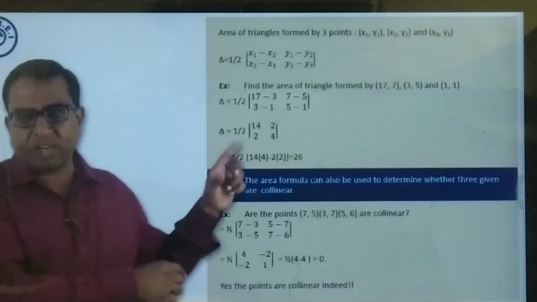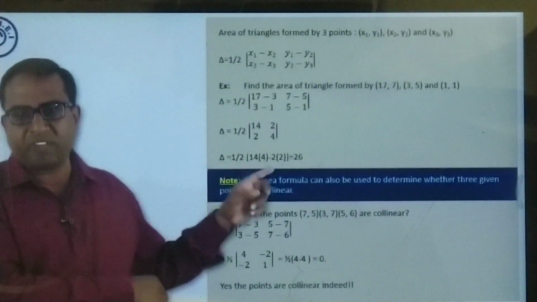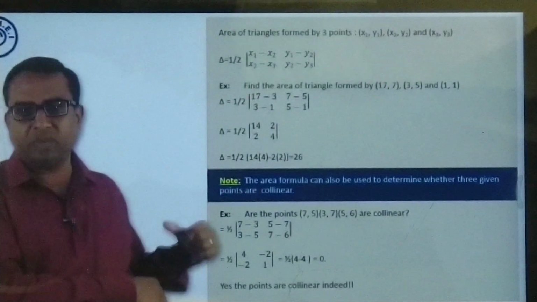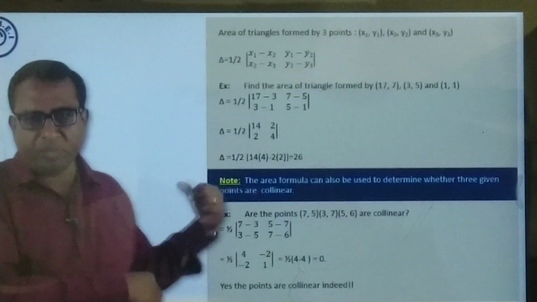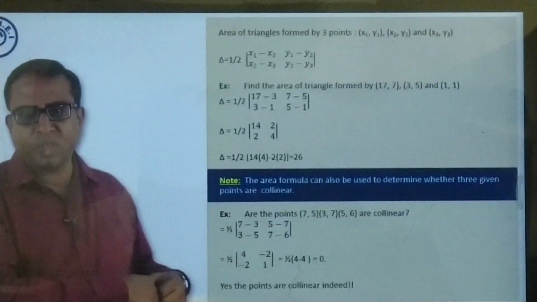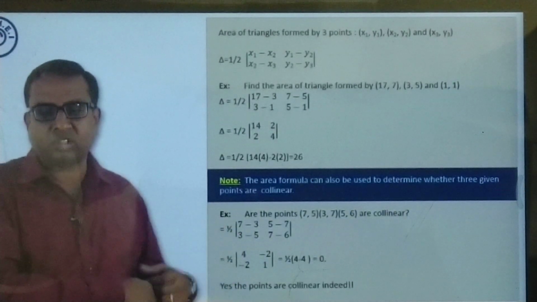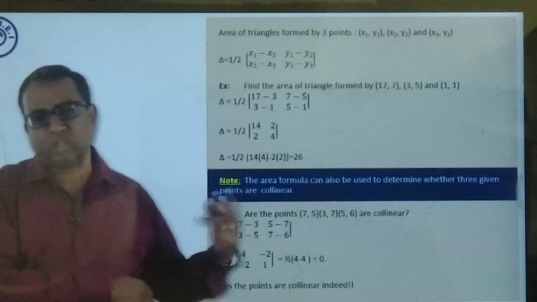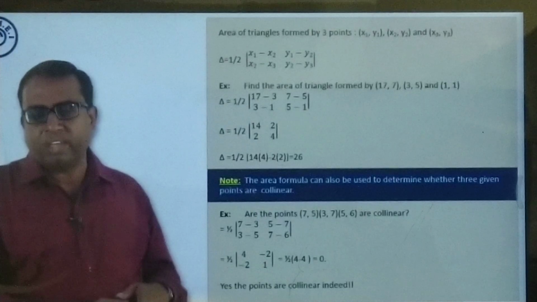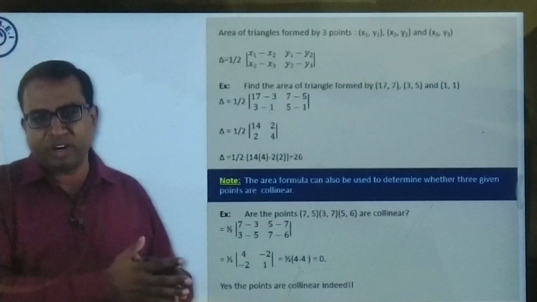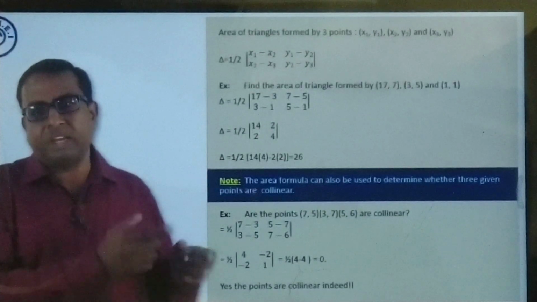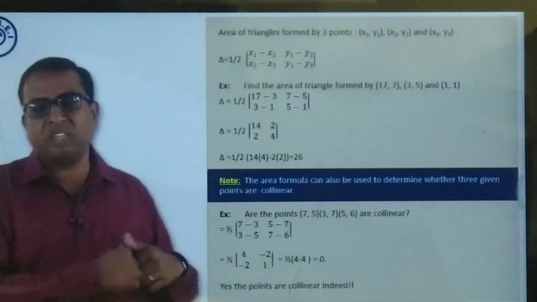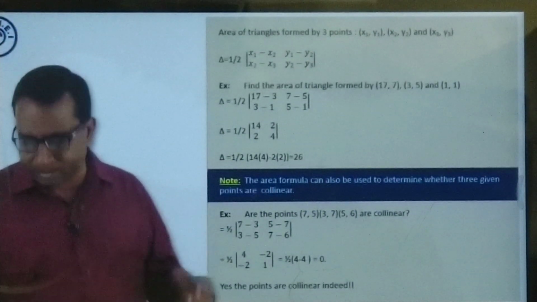The first row is 7 minus 3 and then 5 minus 7. Then you have 3 minus 5 and 7 minus 6. Now if you compute the determinant the way we did it there, you get 0. This simply means that the 3 points are collinear. As we saw, if the determinant is a non-zero quantity, then it's forming a triangle with that non-zero quantity as the area. And in case the determinant value is 0, it simply means that these 3 points are collinear.